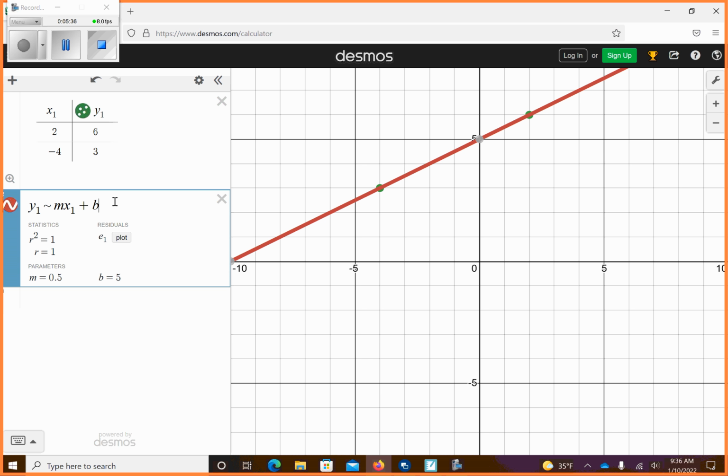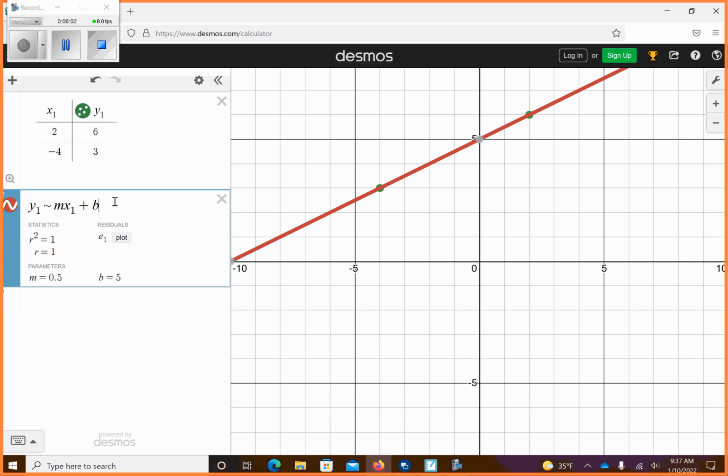Hey, we have an R value of 1, and an R squared value of 1 as well. An R value of 1 is excellent. That means it's 100% that this is the only line that goes through those points. We have a slope of 1/2 and a y-intercept of 5. So if I wanted to find the equation of my line, it would be y equals 1/2 x plus 5, or y equals 0.5x plus 5. But that's our line of best fit.